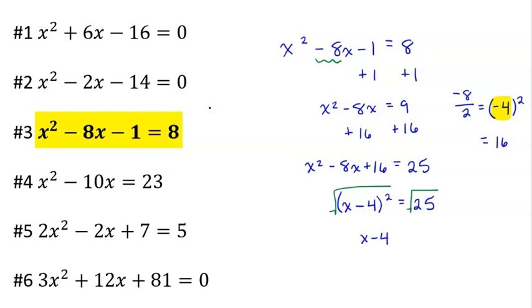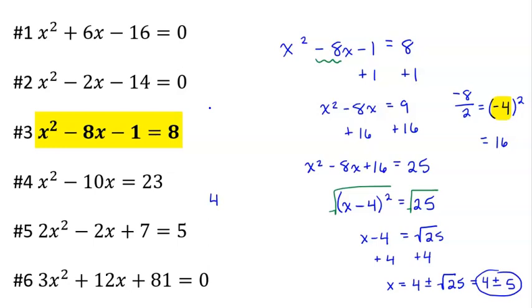X minus 4 equals the square root of 25. Add 4 to both sides. X equals 4 plus or minus the square root of 25. And I know the square root of 25 can simplify to just 5. So that is going to be 4 plus or minus 5, and you could write that as your answer.